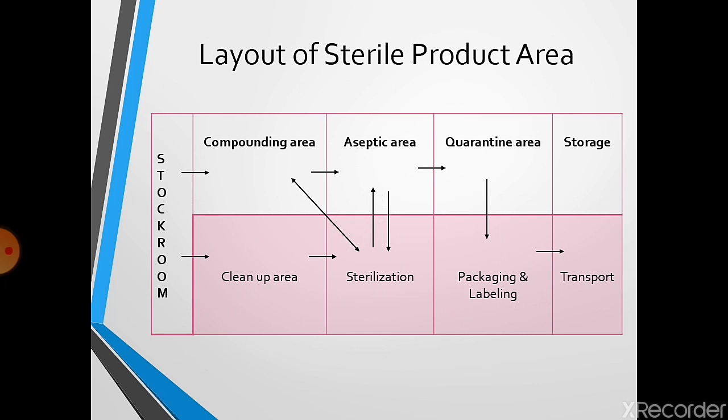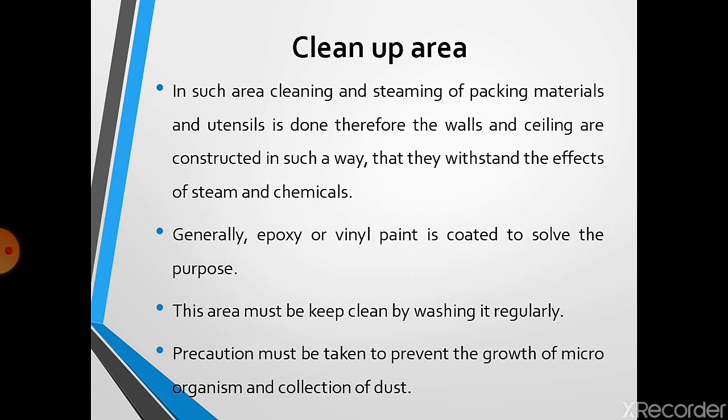Compounding area, aseptic area and sterilization area are interrelated so that a person can move from one place to another. From the packaging and labeling area, a person can move to the transport and storage department. Let us discuss this layout.